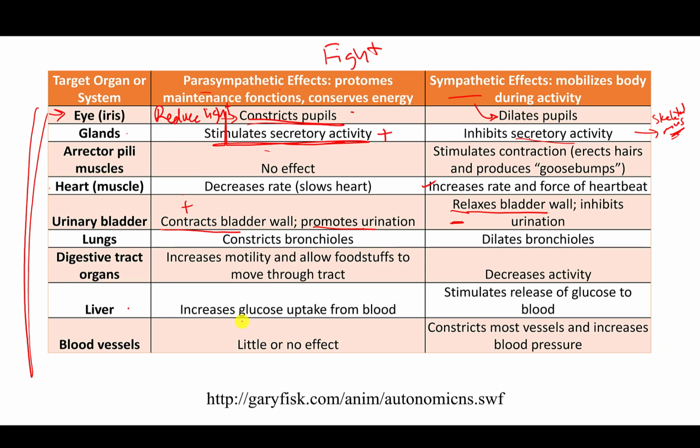For the liver, the parasympathetic will increase glucose uptake from the blood, so it will preserve it. The sympathetic on the liver will cause the release of glucose to the blood. Why? Because you want the energy, and so on.